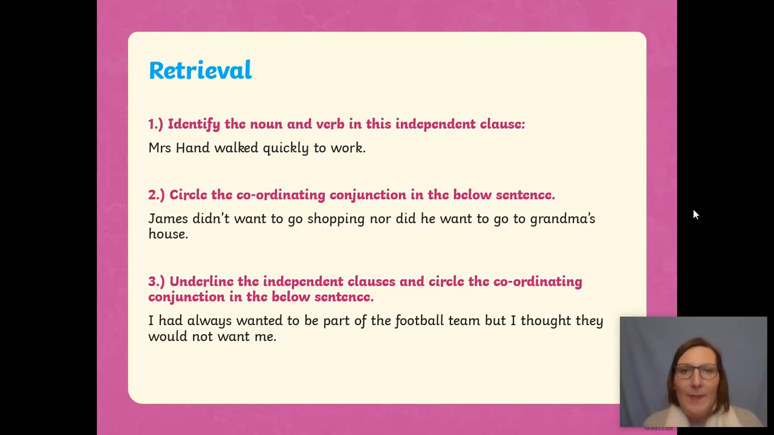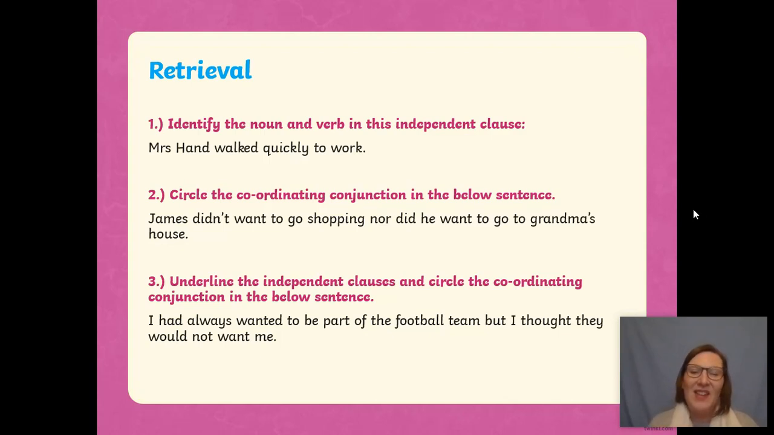So, before we begin our English, what I'd like you to do is this little retrieval activity. Thinking about what we learnt yesterday, you've got these questions on your worksheet. What I want you to do is answer these 3 questions. The first one is I want you to identify the noun and the verb in this independent clause. You can circle it or you can underline it. Circle the coordinating conjunction in the sentence below. You can either circle or draw a line underneath it.